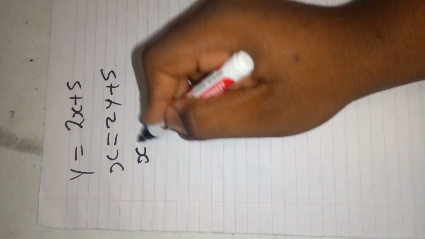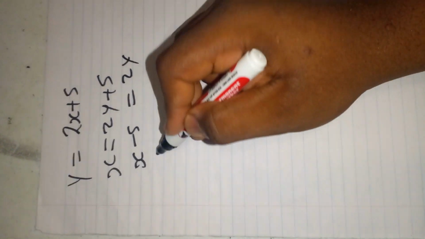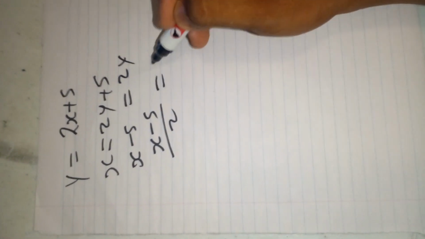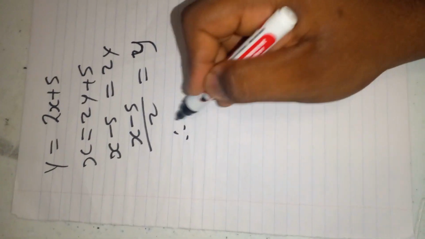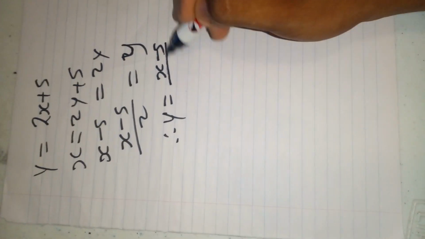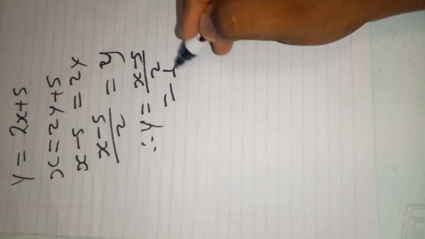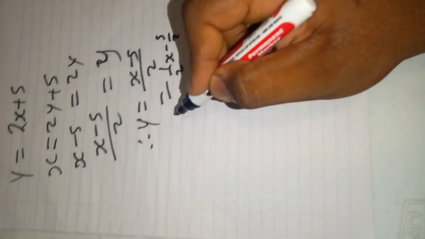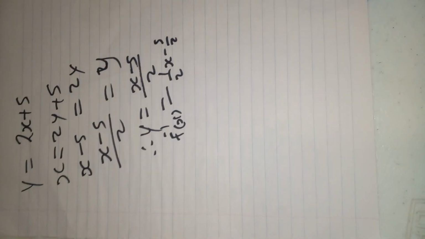For example, let's check the straight line, but the straight line is nothing much. Let's say we have y equals 2x plus 5. Interchange: x equals 2y plus 5. Then take 5 to the other side: x minus 5 equals 2y. Then divide by 2. Therefore y equals (x minus 5) over 2. It can even be written as 1 over 2 x minus 5 over 2, and this one is the inverse notation. Can you see it? That's how it is with the inverse.